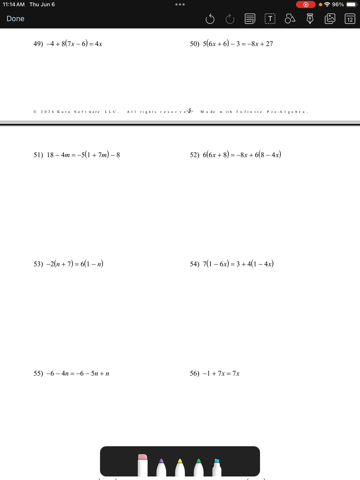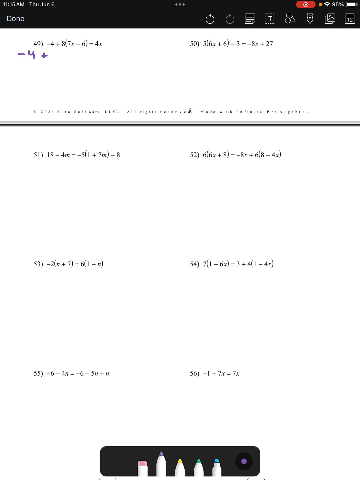In today's video, we're putting it all together. So there's going to be distribution, there's going to be combining like terms, there's going to be variables on both sides. These are going to be the hardest equations you see this year. Let's get to it. As always, when we see distribution, it is first priority.